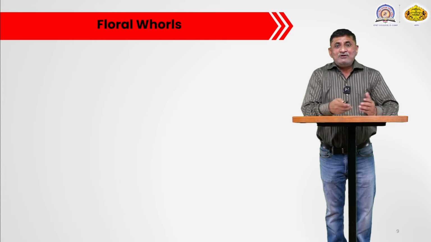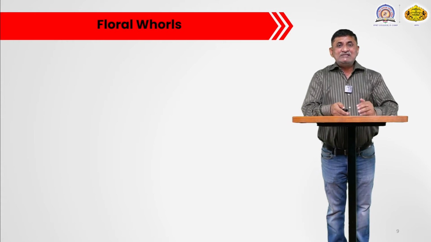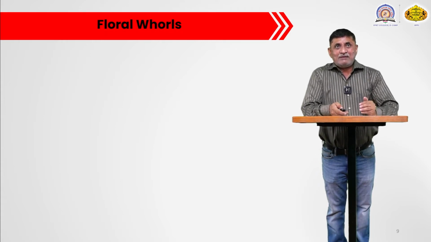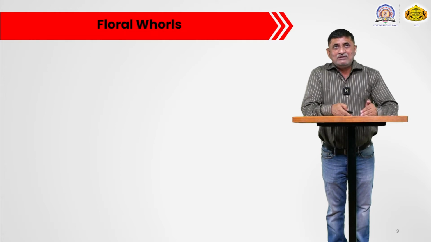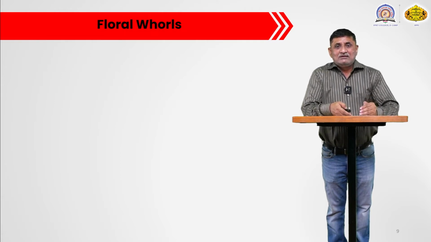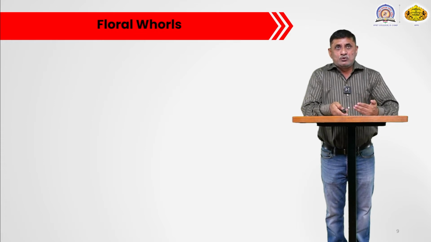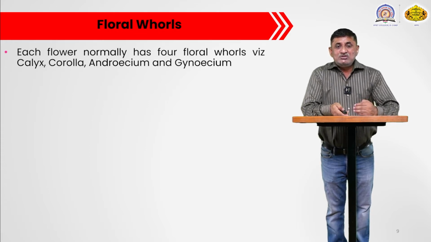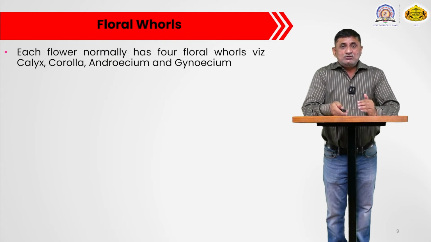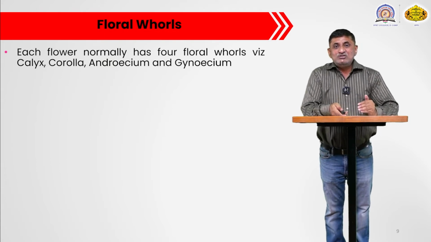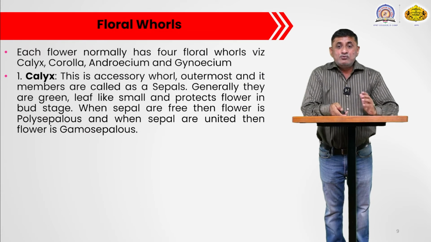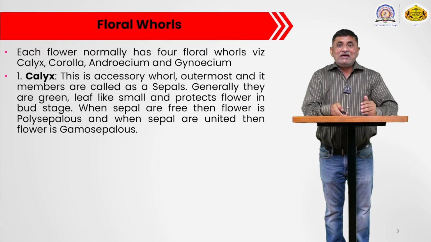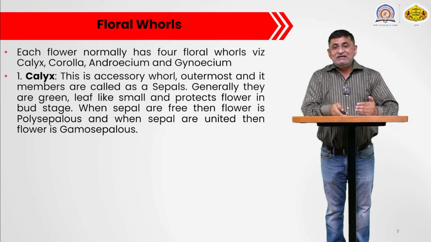Then when the flower is developed, it has different floral whorls. Apart from these three typical floral parts, each normal flower has 4 floral whorls, and they are, from outside to inside, calyx, corolla, androecium and gynoecium.